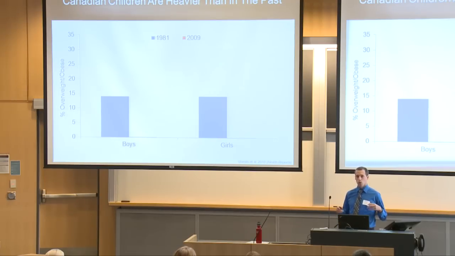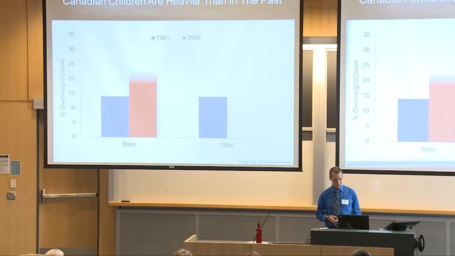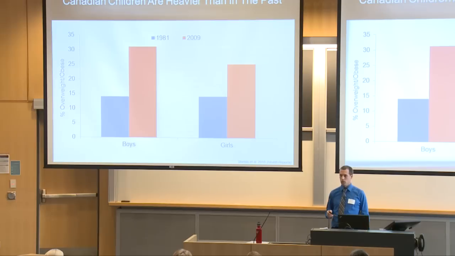Now this is the data for the percentage of the population that is considered overweight or obese for children and youth. So in 1981, it was quite low. It was about 15% for both boys and girls. By 2009, for boys, that's jumped up to about 30%. It's about 1 in 3 boys now at this point. And it's a little lower for girls. It's about 25%. So still substantially higher than it was back in 1981.